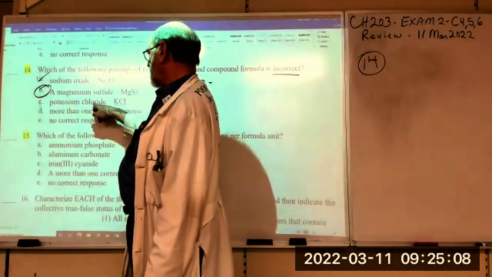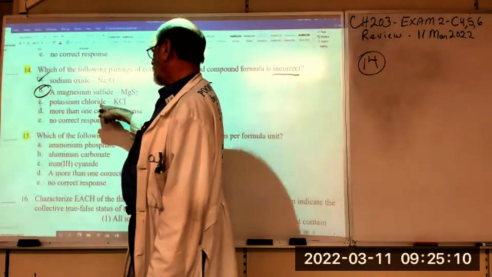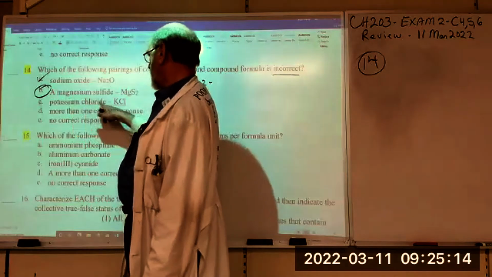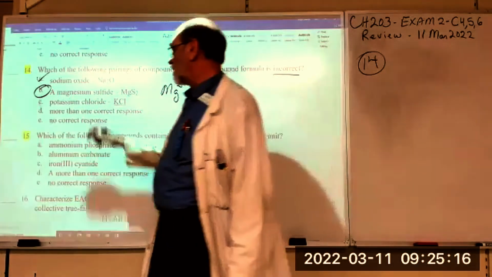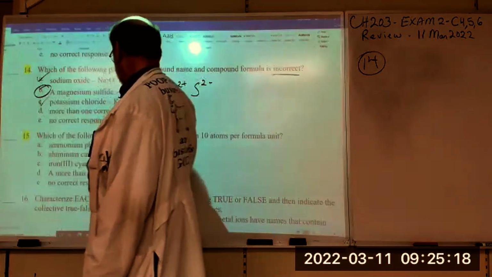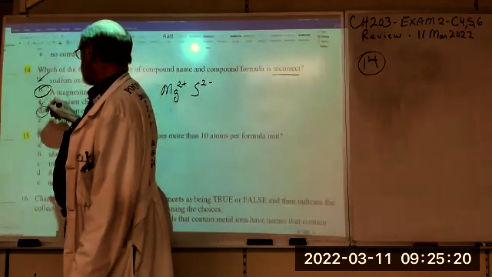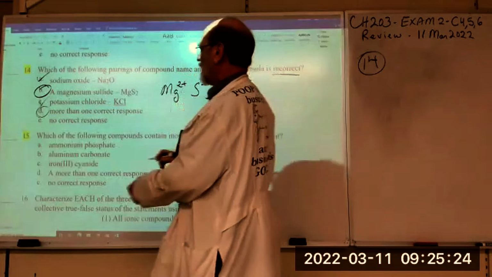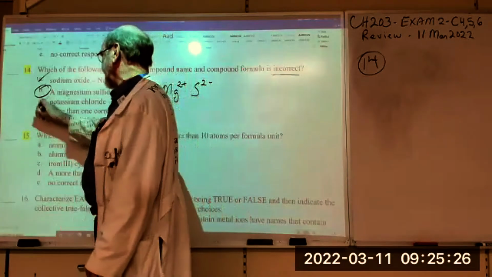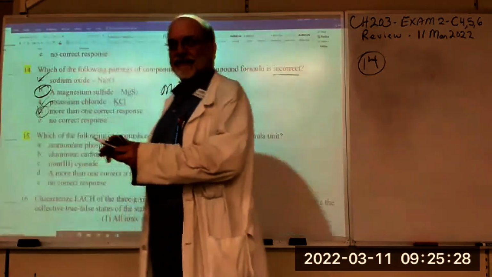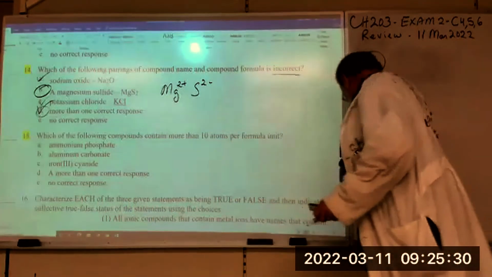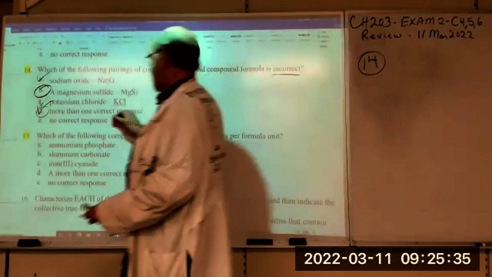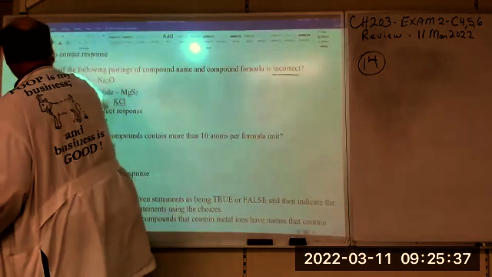Potassium chloride. Uh-oh. Potassium chloride. That was correct. Right? So D should be the answer, not B. Wait a minute. Incorrect. I'm sorry. Incorrect. Okay. I read my own questions. Okay, so we found our answer.